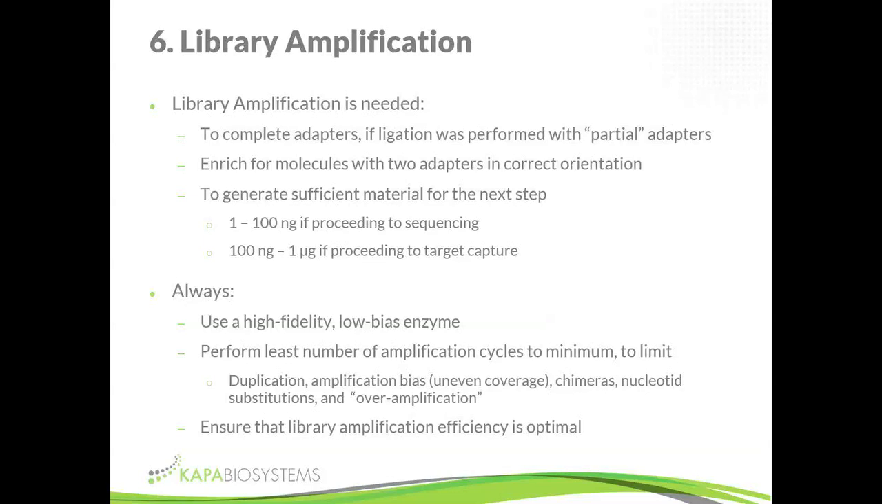Nucleotide substitution. So even though you're using high fidelity enzymes, they do make mistakes. And so the more PCR you do, the more substitutions you build in. It's not a big crisis for certain applications, but if you're looking for low level allele frequencies, or low levels of cell populations against normal backgrounds, such as cancer cells against normal backgrounds, it does matter.